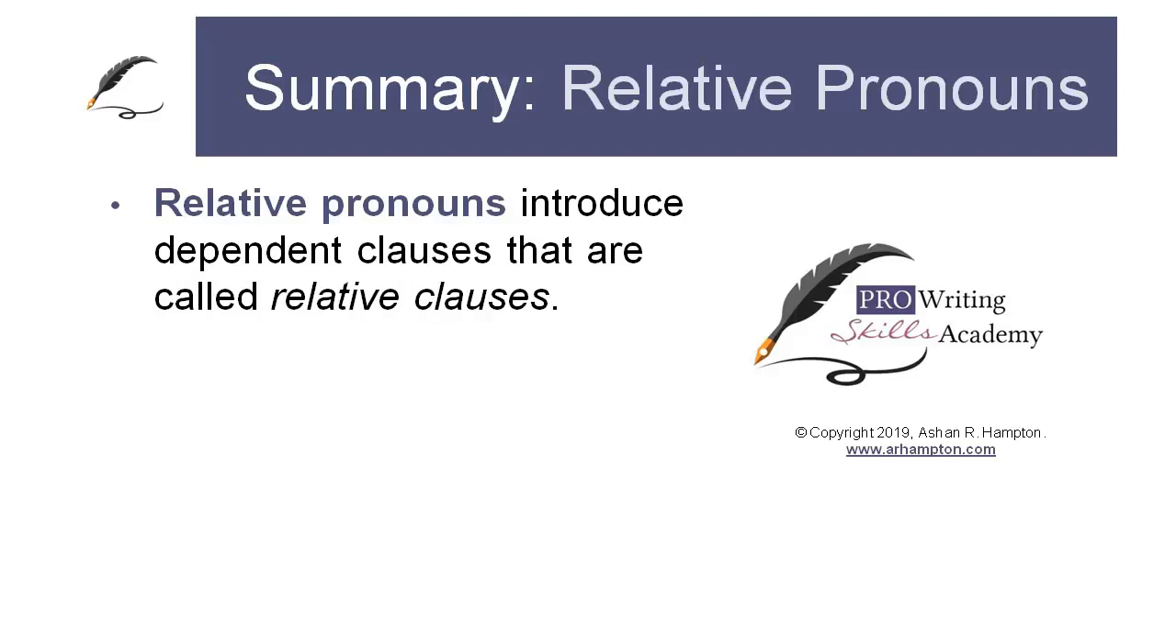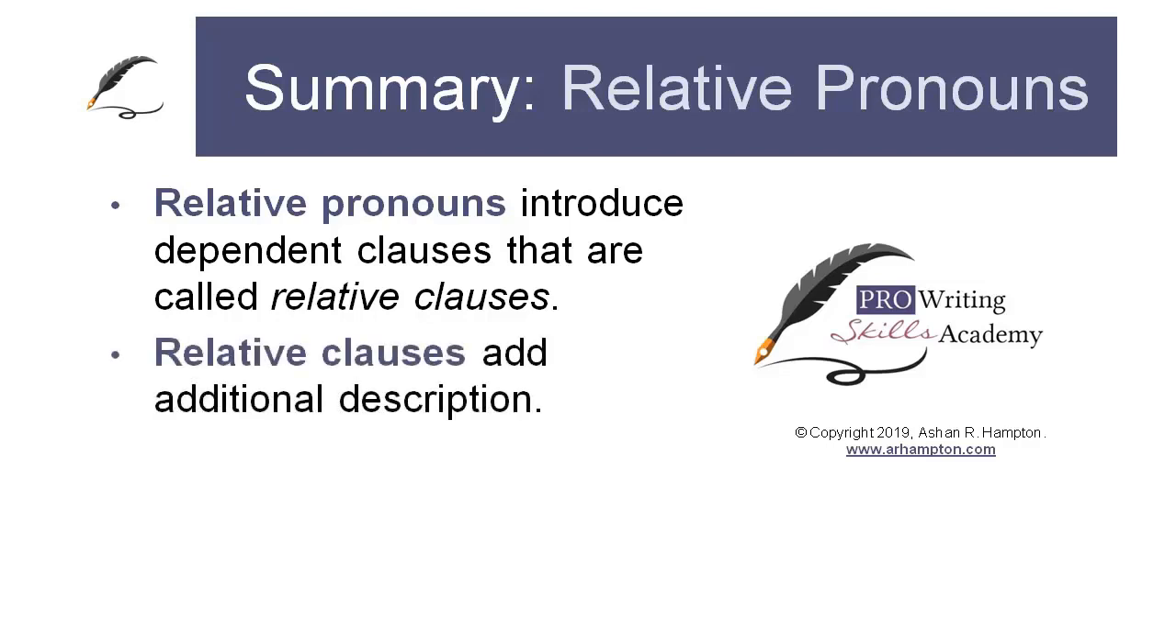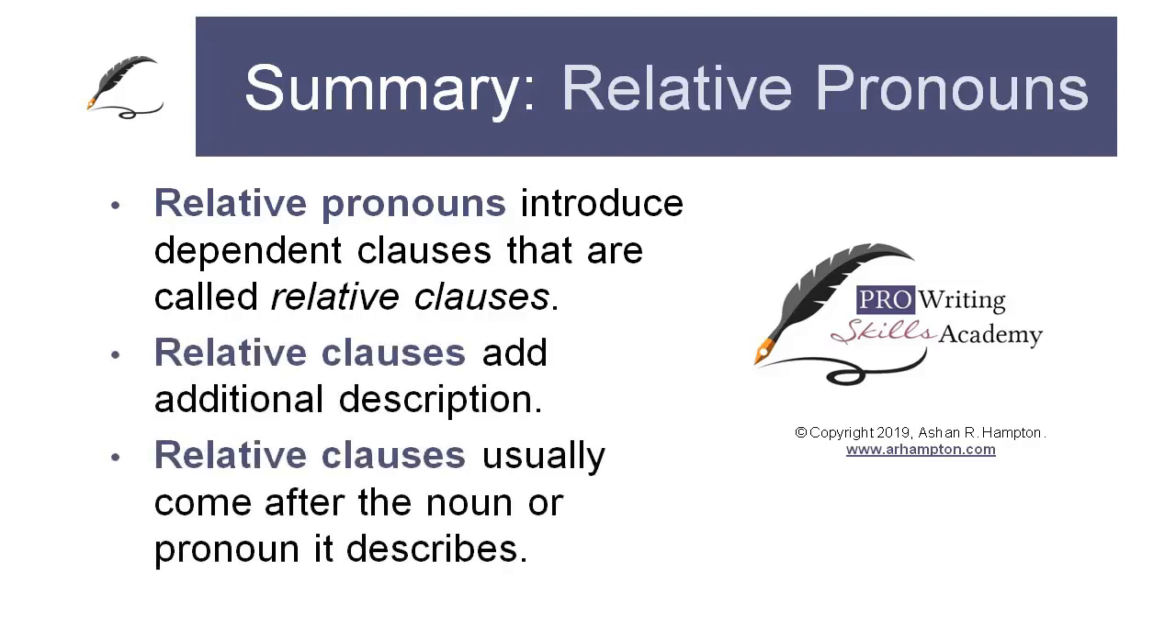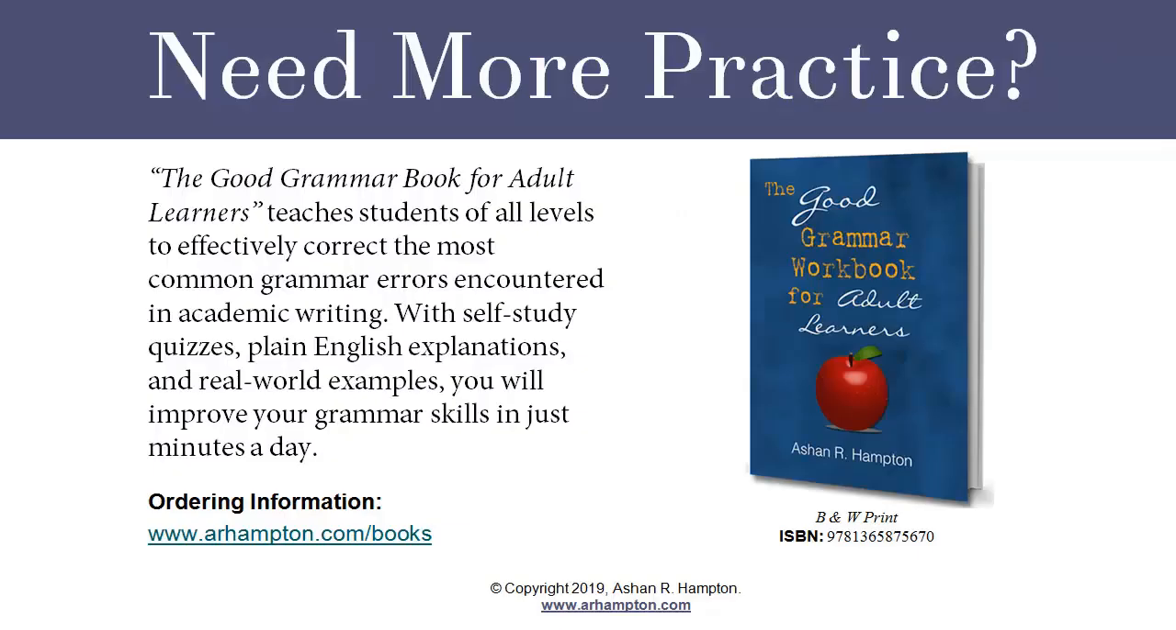In summary, relative pronouns introduce dependent clauses that are called relative clauses. And remember, dependent clauses are not complete sentences. They cannot stand on their own as a complete sentence. Relative clauses add additional description. Relative clauses usually come after the noun or pronoun it describes.